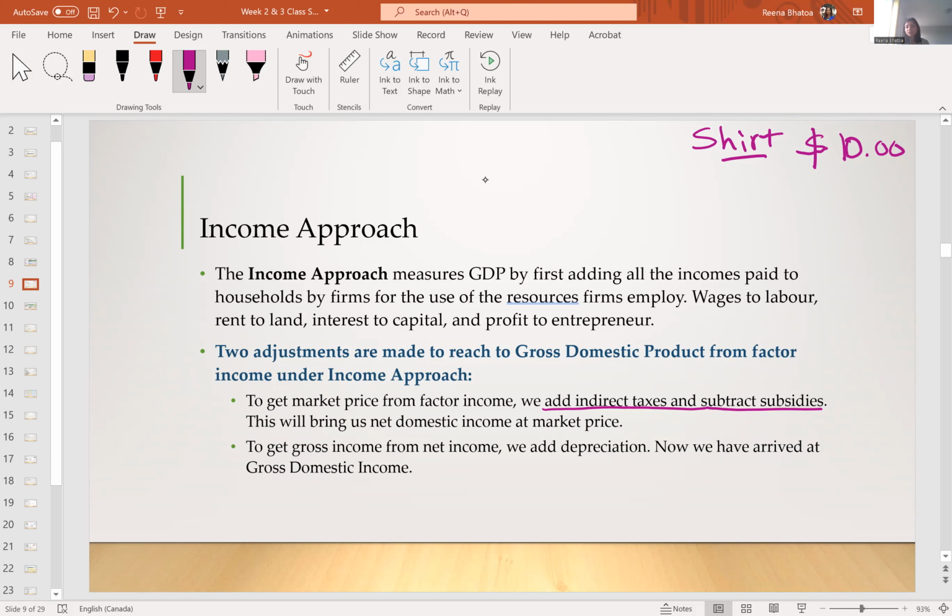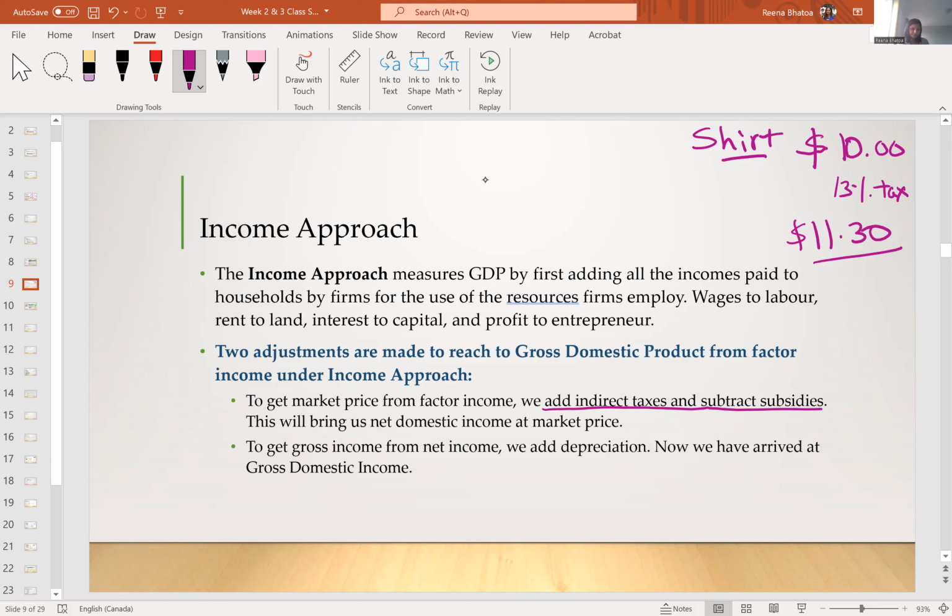Yes, the shirt that is worth $10. Yes, that's right, Alzado. So you pay tax on it, which is 13% tax, right? And you end up paying $11.30 to the store. Okay.